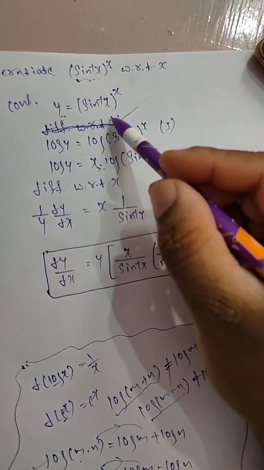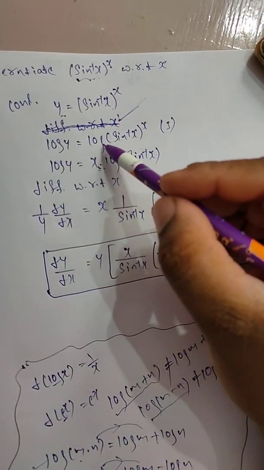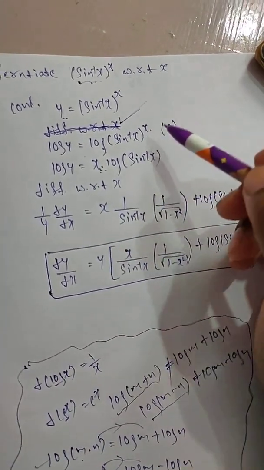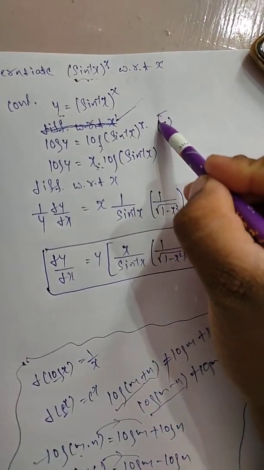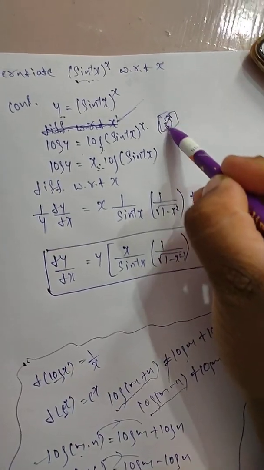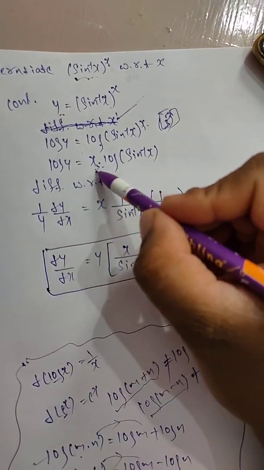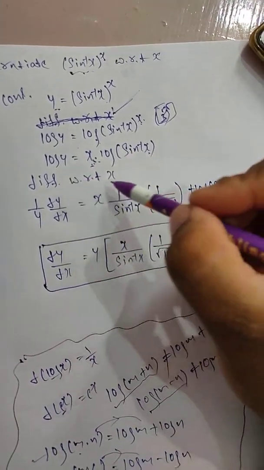So to differentiate this problem, we are applying the log on both sides. So log y is equal to log of sin inverse x to the power of x. Now we are applying the third property of logarithm, so we are bringing the power next to log. Log y is equal to x into log of sin inverse x. Differentiate with respect to x.